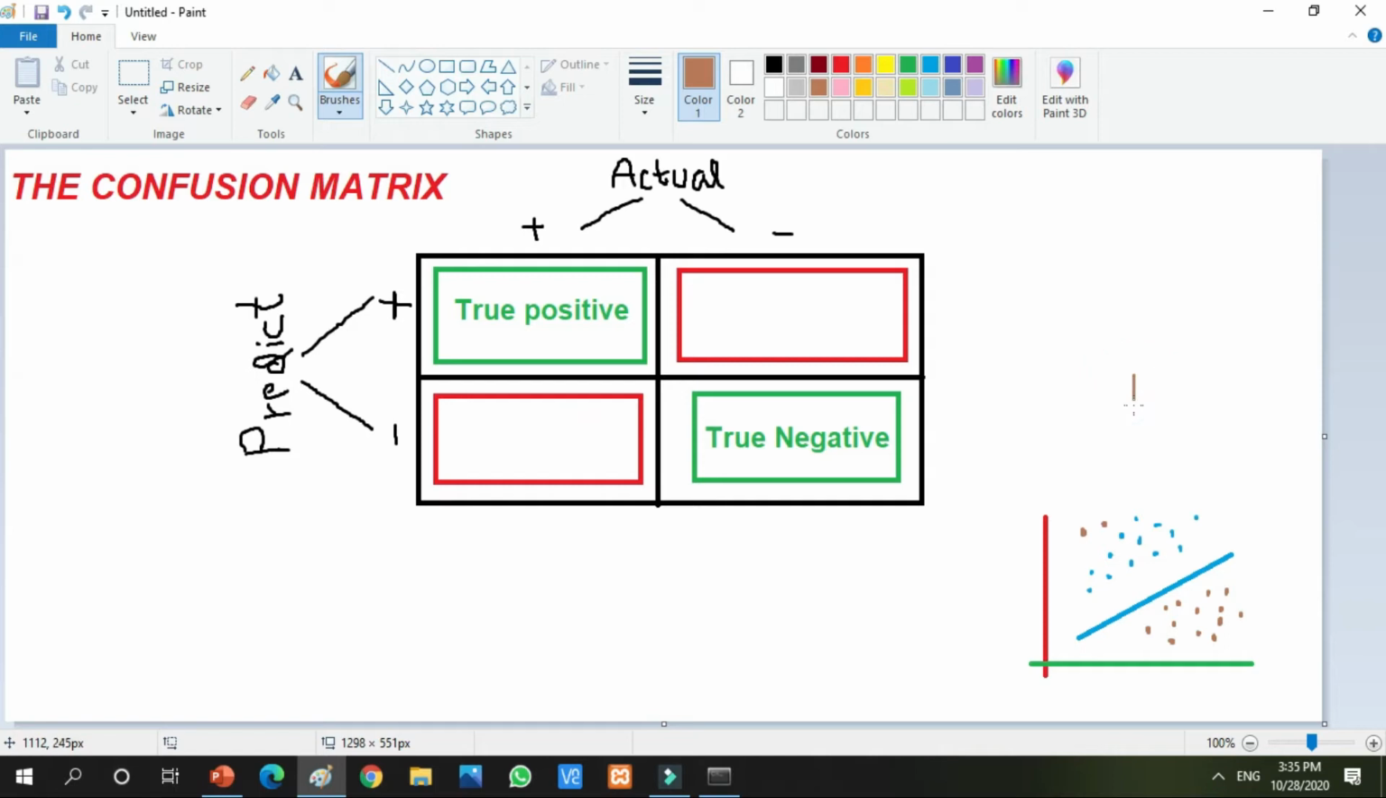Here is a graph, and you can see there is a line which is of blue color, and there are points. The points above the line are of blue color, means the data have same characteristics or the same features.